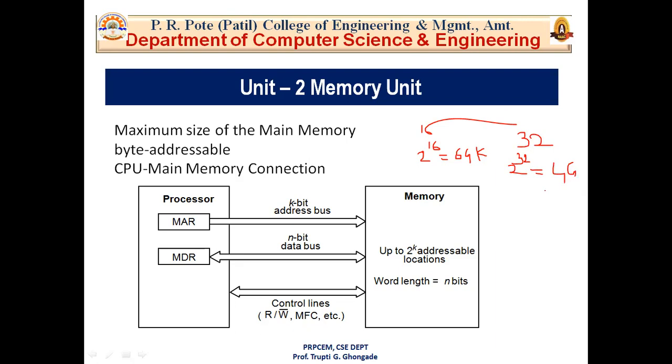Now likewise, if your system is a 40-bit system, how many memory locations? 2 to the power 40 memory locations. So how much is 2 to the power 40? That means your system can access up to 1 tera memory locations. Okay, now you are getting my point.